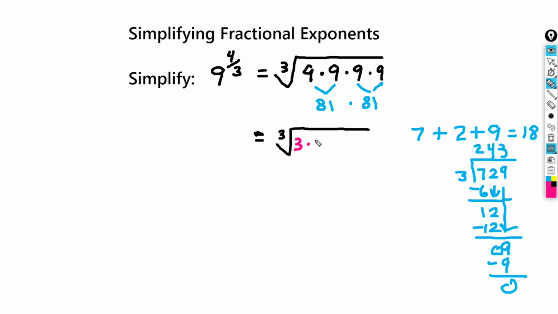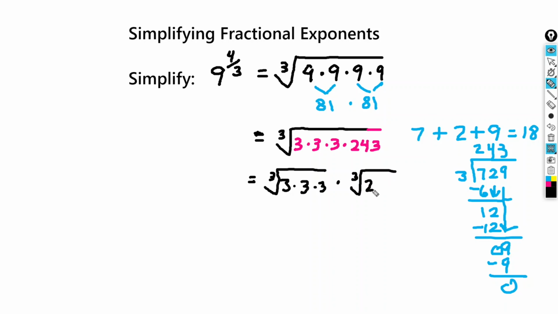All right, so if I continue to break this down here, I'm going to have now 3 times 3 times 3 times 243. Okay, so if I break this apart, I have a cube root of 3 times 3 times 3 times the cube root of 243. So the cube root of 3 times 3 times 3 is just 3. So we have 3 times the cube root of 243.